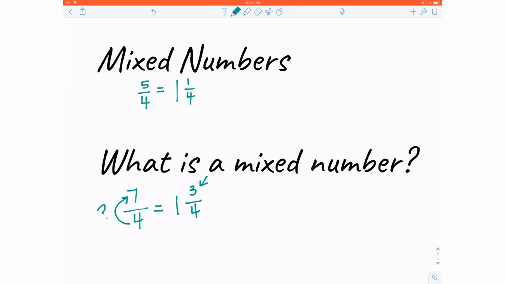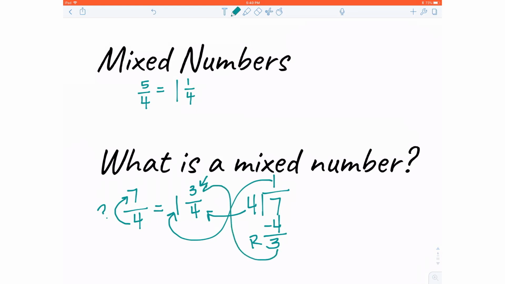Now, if that was a little difficult to understand, let me show it to you in a simpler way. 4 goes into 7 one time. 4 times 1 is 4. 7 minus 4 is 3. So remainder 3. Here, this goes into the denominator. This becomes our whole number. And our remainder becomes our numerator. Okay? Now, I hope that makes sense.